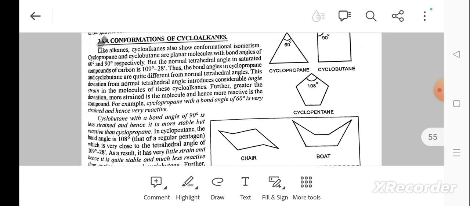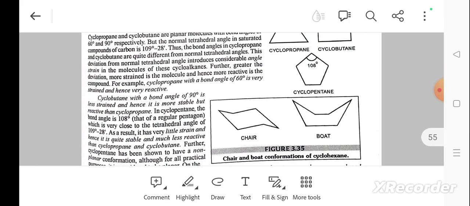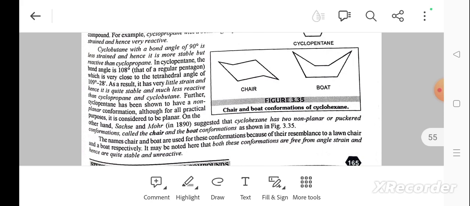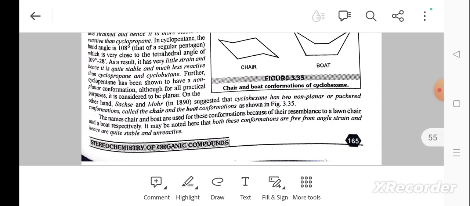This deviation from the normal tetrahedral angle introduces constant angle strain in the molecules of these cycloalkanes. Further, the greater the deviation, the more the strain in the molecule and hence the more the reactivity of these compounds. For example, cyclopropane with a bond angle of 60 degrees is very strained and hence very reactive. Cyclobutane with a bond angle of 90 degrees is less strained and hence more stable, but still reactive, than cyclopropane. In cyclopentane, the bond angle is 108 degrees, that of a regular pentagon.